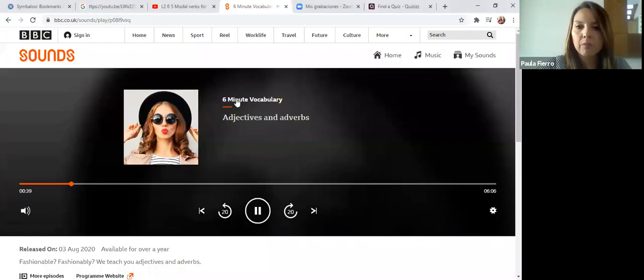And today we're going to listen to some people talking about what to wear to a social occasion. And we'll look at a very important area of vocabulary, the difference between adjectives and adverbs.